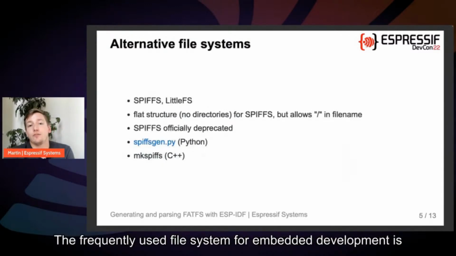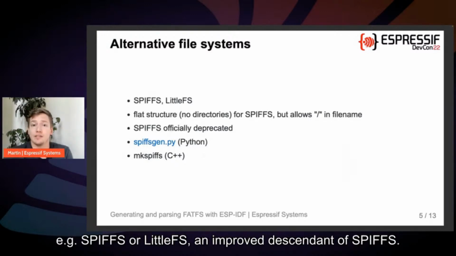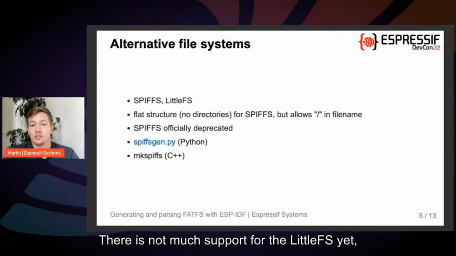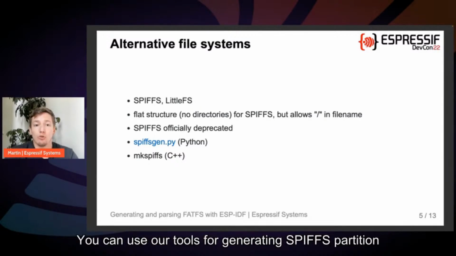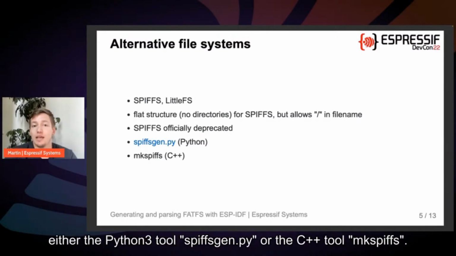The frequently used file systems for embedded development are, for example, SPIFFS or LittleFS, an improved descendant of SPIFFS. There is not much support for LittleFS yet, and SPIFFS is officially deprecated and lacks a directory structure by design. You can still use our tools for generating a SPIFFS partition, either the Python tool spiffsgen.py or the C++ tool mkspiffs.